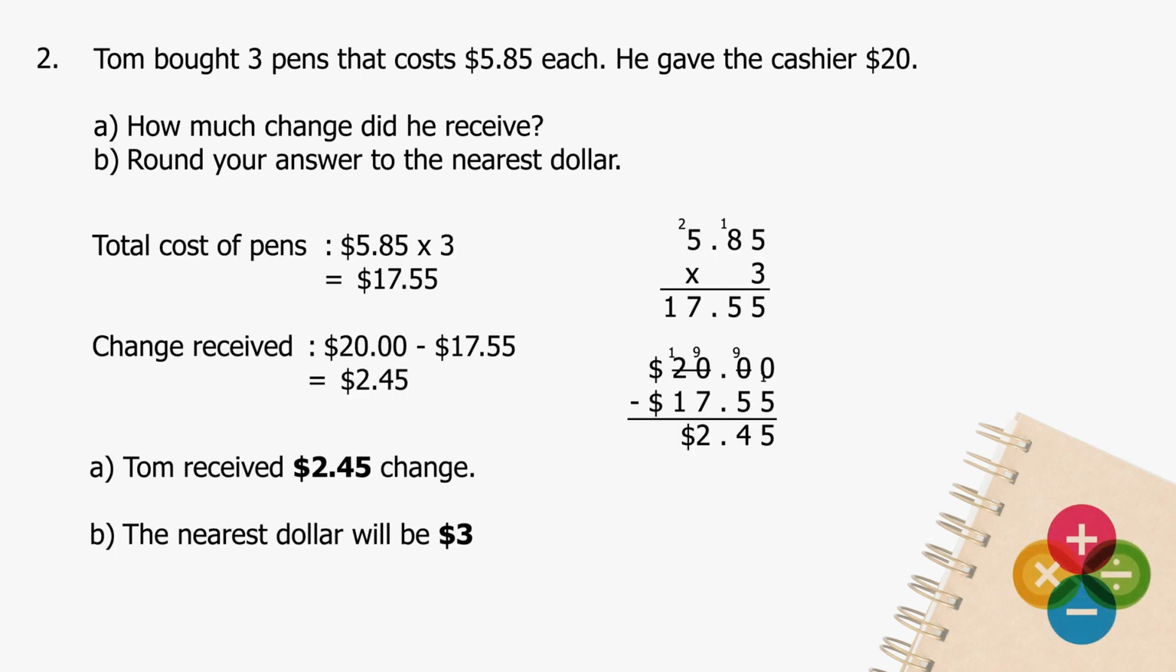Multiply $5.85 by 3. The answer is $17.55. Subtract $17.55 from $20. The amount of change received will be $2.45. Round $2.45 to the nearest dollar. The answer will be $3.